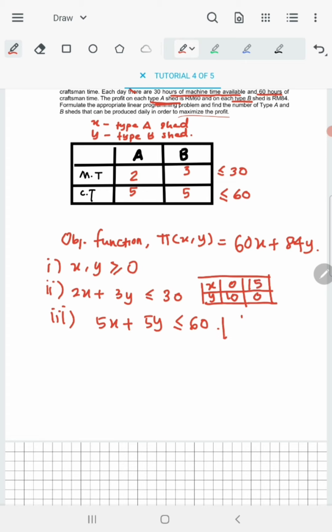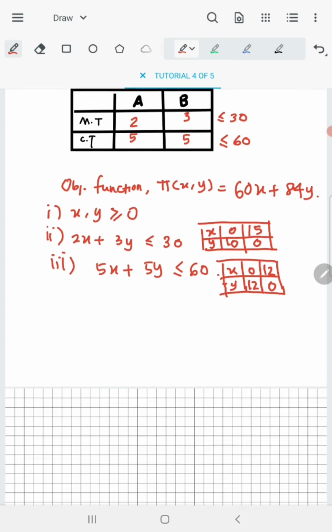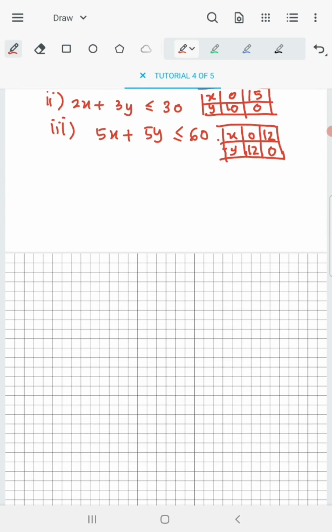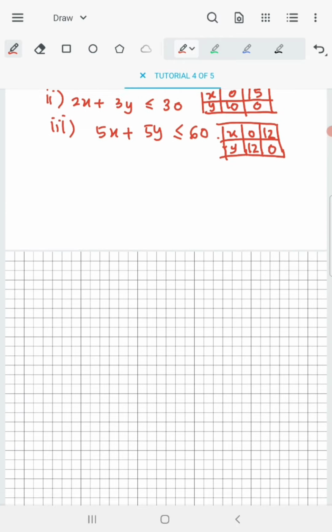Okay, same as below. For the second inequality, just substitute x and y equals 0 in your inequality. So when x equals 0, you get y equals 12, and when y equals 0, your x equals 12. Okay, now we have 4 points in your graph.